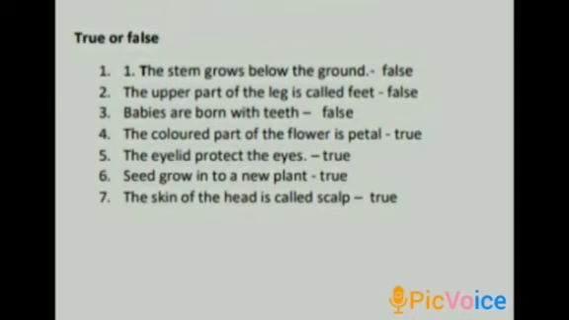Third one, babies are born with teeth. Is it correct? Babies have teeth? No, it is also false. Fourth one, the colored part of the flower is petal. Is it correct? Yes, it is true. Next one, the eyelid protect the eyes. The eyelid and eyelashes protect the eyes. So it is true. Seed grow into a new plant. Is it correct? Yes. It is also true. Then seventh one, the skin of the head is called scalp. Is it correct, children? Yes, it is also true.